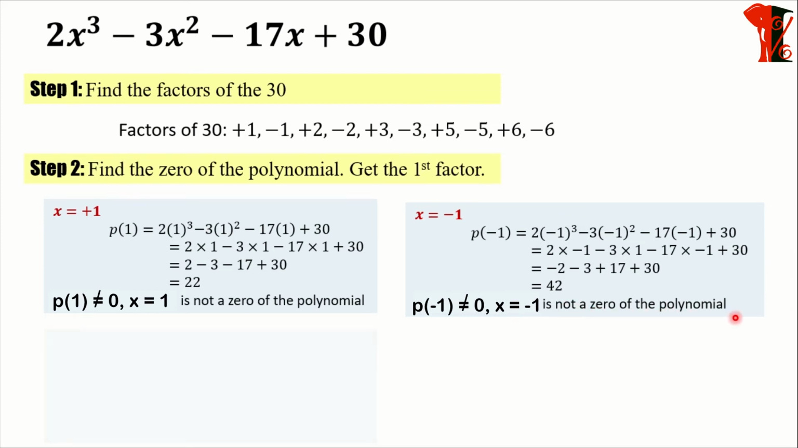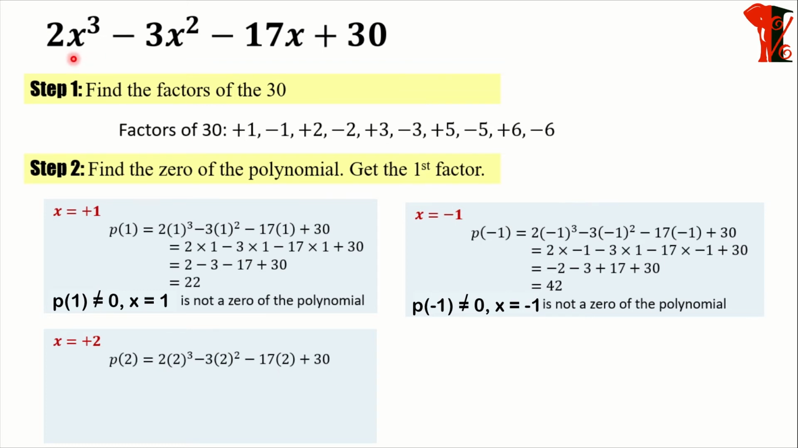Let us go to the third factor. What is that? Plus 2. X is equal to plus 2. Correct? That means P of 2 is equal to 2 into 2 cube, minus 3 into 2 square, minus 17 into 2, plus 30. See, same way I have substituted.